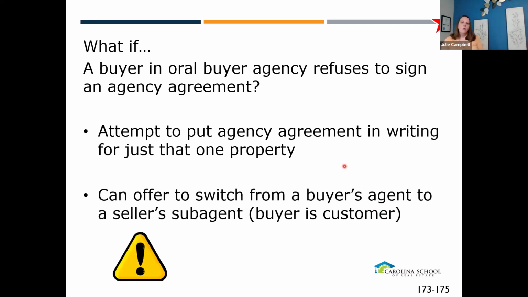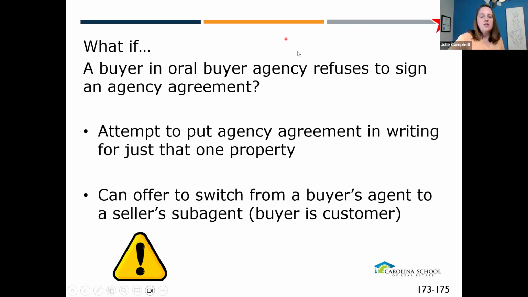We may want to offer to switch the buyer. Actually, that should say downgrade the buyer. If you won't sign this, I can downgrade you from first class to coach. Is the buyer going to like that? Probably not. Here's the deal, you guys. First off, I need the listing firm and the seller's permission. Remember, not everybody allows seller sub-agency. So I need to know that they're on board, they allow that.